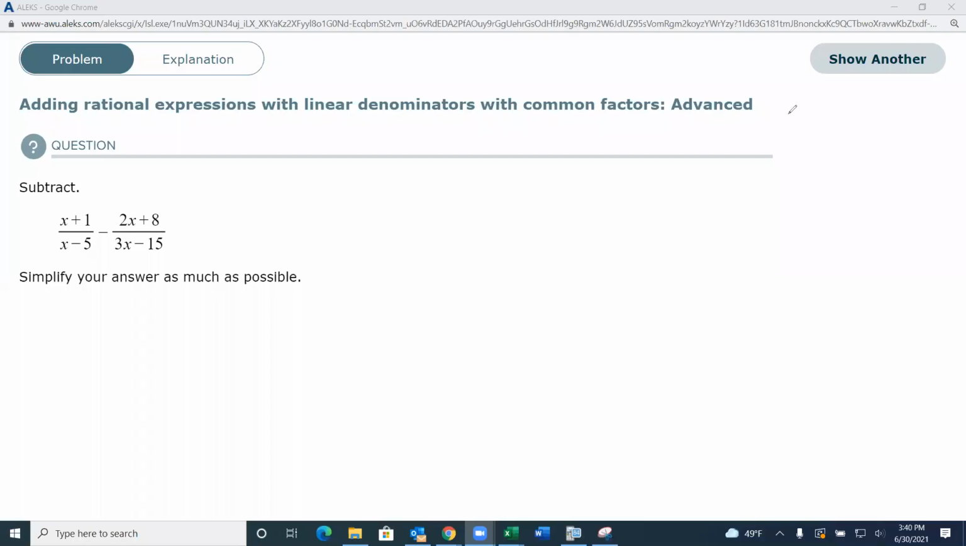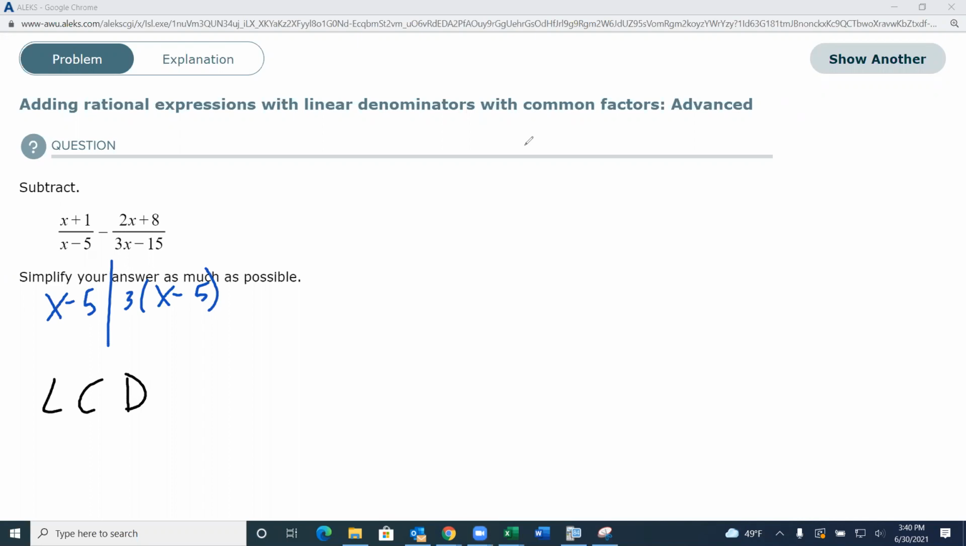All right, I see that I'm either adding or subtracting fractions, so I do what I always do. I factor the denominators. Well, the first denominator doesn't factor, it's just linear, no GCF. The second denominator, I can pull a 3 out. And then once I have that, I use them to build an LCD.